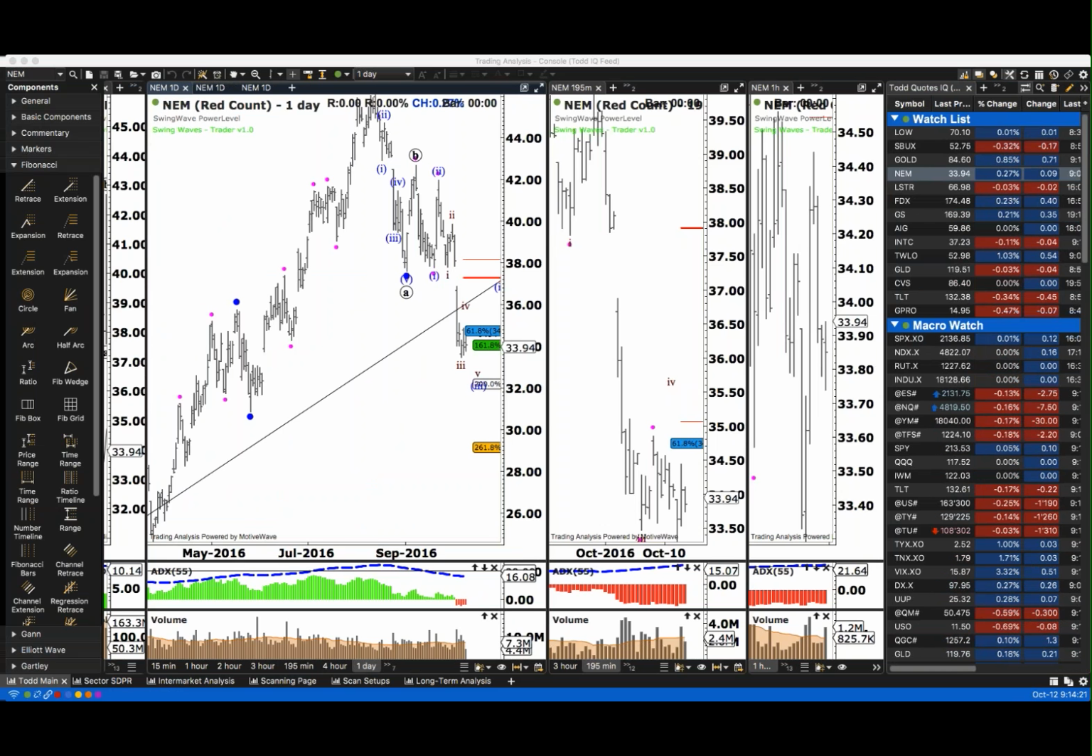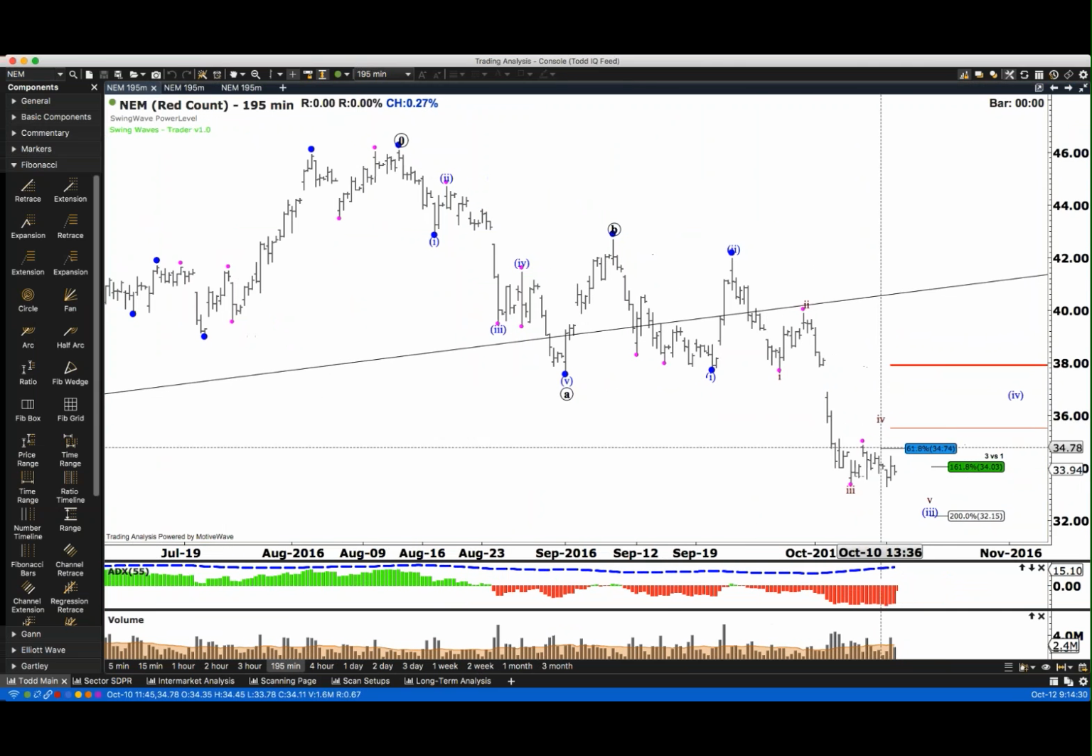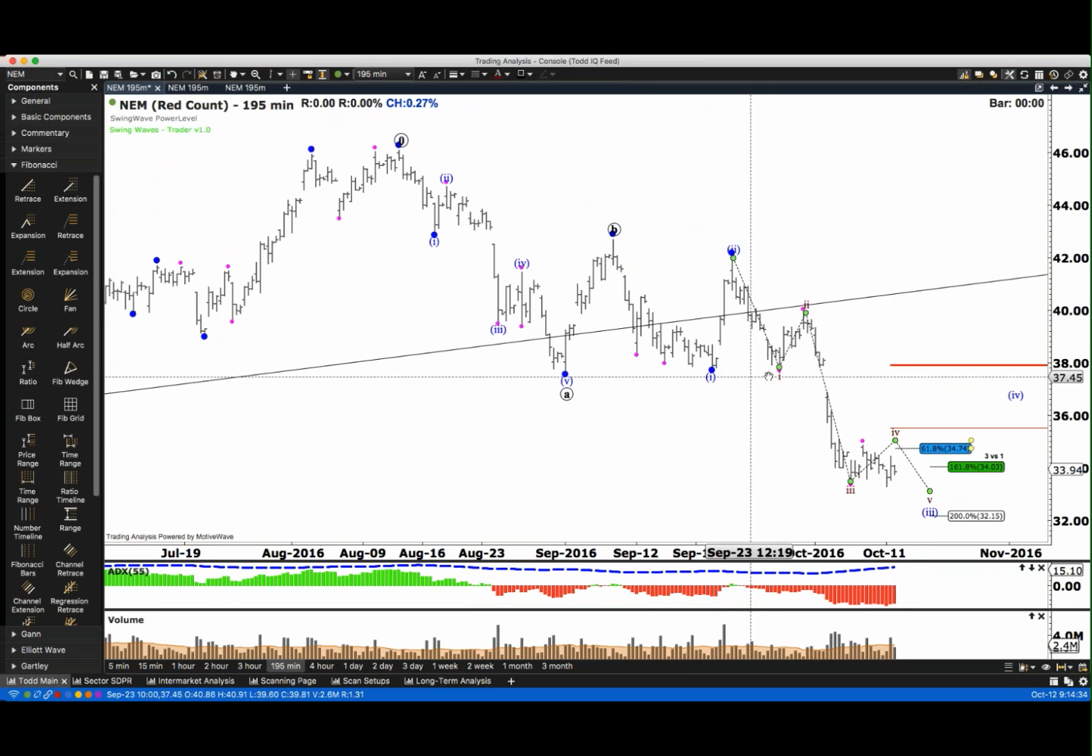Let's see. NEM. Okay. So just kind of hanging out here in Newmont. I'm thinking this is a little 4th wave here within this degree, this decline right here. 1, 2, 3, just a little resistance right there.